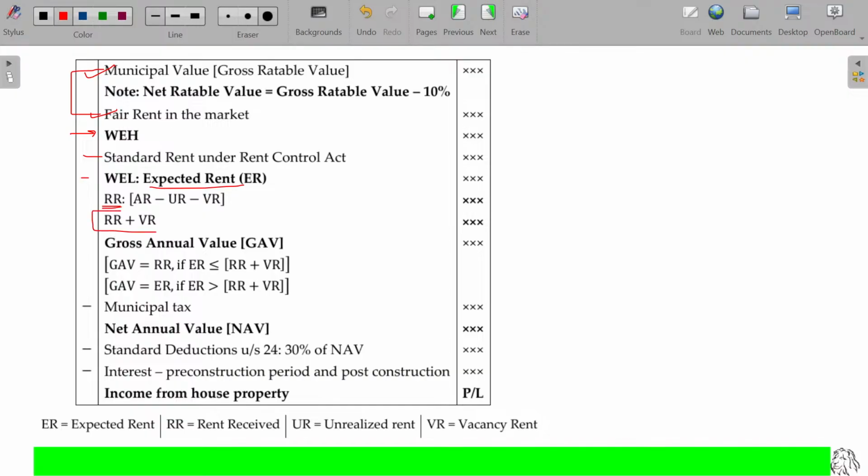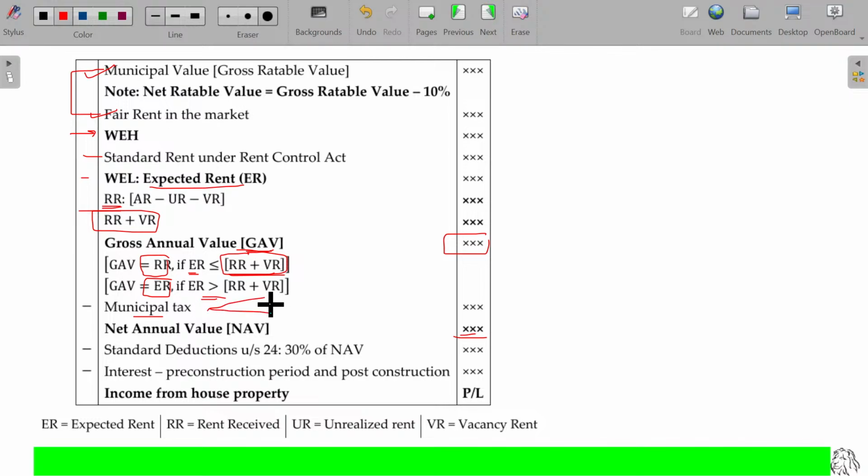One more step here is to find the value by adding the vacancy rent to the rent actually received. For calculating the GAV, cross-verify the expected rent with this value. If this value is higher, then it's a genuine case, and the rent received will be your final rent. If it is not so, we cannot rely on your disclosed income, so expected rent will be considered as GAV. From there, municipal tax is subtracted, which gives the NAV.